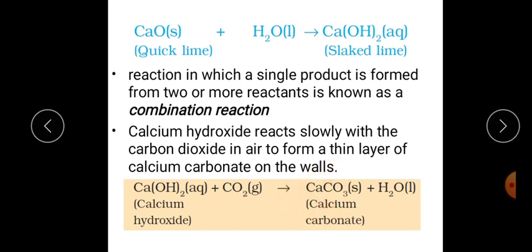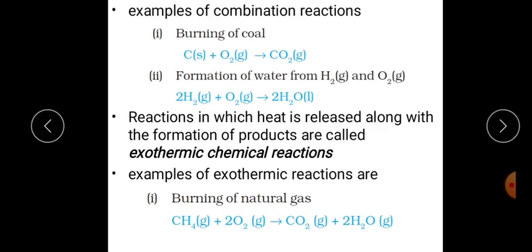It is calcium carbonate, and H2O will form. This calcium carbonate is the layer. It is a layer of calcium carbonate that gets deposited on the walls, and it is very interesting to note that the chemical formula of marble is also CaCO3, that is calcium carbonate.